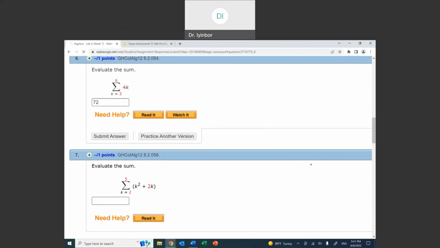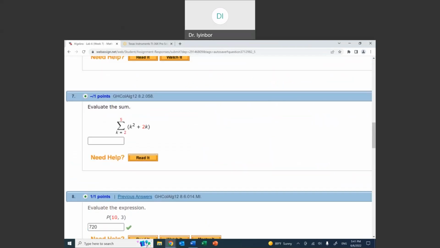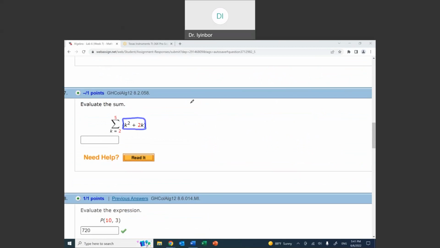Okay, that was good. And then the last one is the same way. But here the formula is a little more complicated. So here k is going to be 2, 3, 4, 5. And this is the formula. So start from 2. 2 squared plus 2 times 2. You replace all the k with 2. So this is 4 plus 4 is 8.